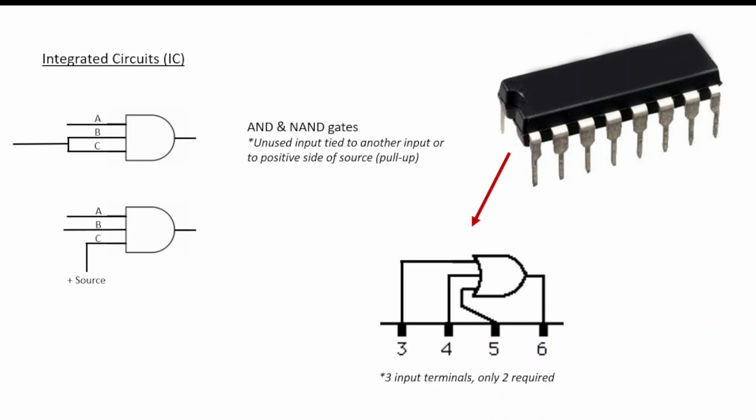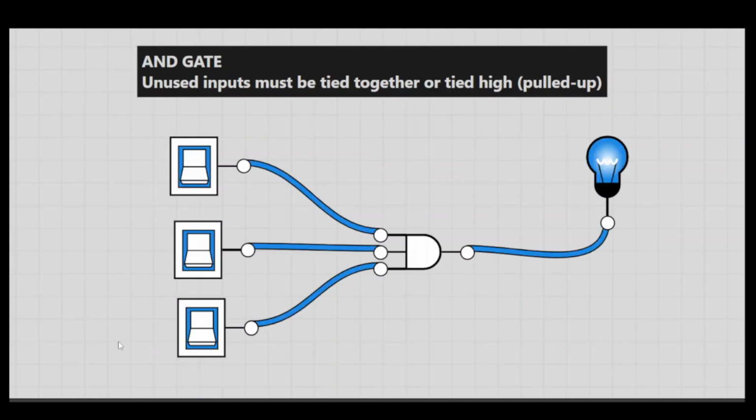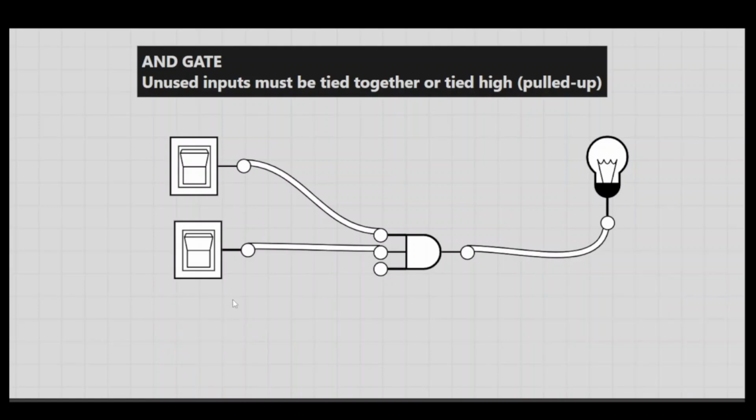For AND and NAND gates, unused inputs are tied to another input or to the positive side of the source, and this is known often as pulling up. So again, here's an example where I have an AND gate. All 3 of them will have to be on or up, or we could say high, in order for the output to go high. And if I remove one of these, we'll notice that the animation will show me that there's a problem and that it's not actually going to function appropriately. So now I'm going to try to operate it, and it says, whoop, problem here, something's not going to function.